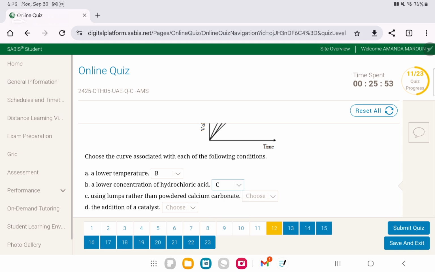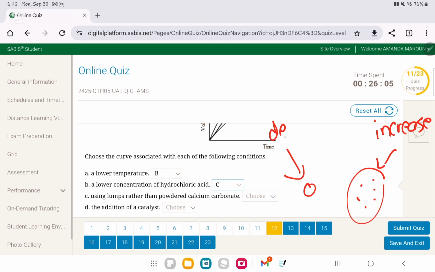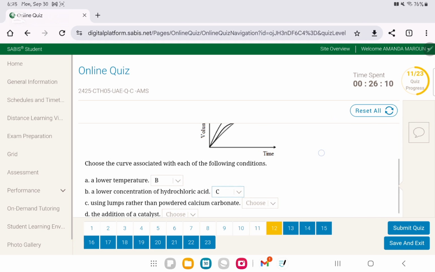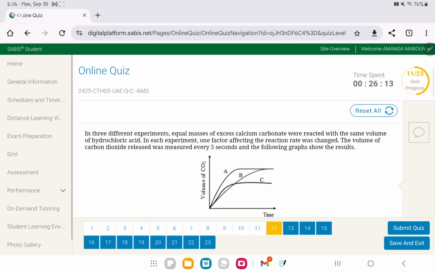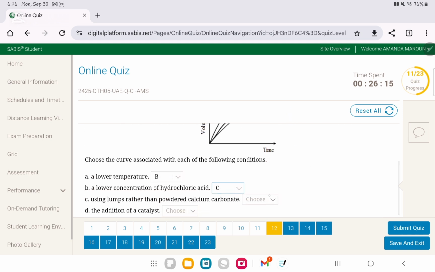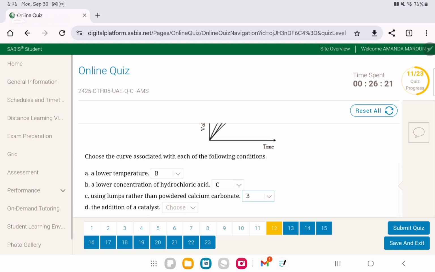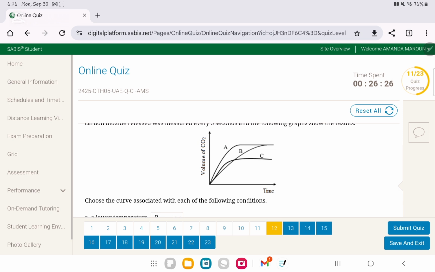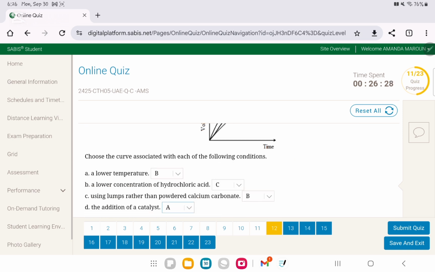It is C. Now, using lumps rather than powdered calcium carbonate. So they're saying they're using lumps rather than the powder. If he's using lumps, it will cause a decrease in the slope because the surface area is becoming less. Now finally, the addition of a catalyst is the most obvious one. It will increase the slope, but it won't affect the plateau.